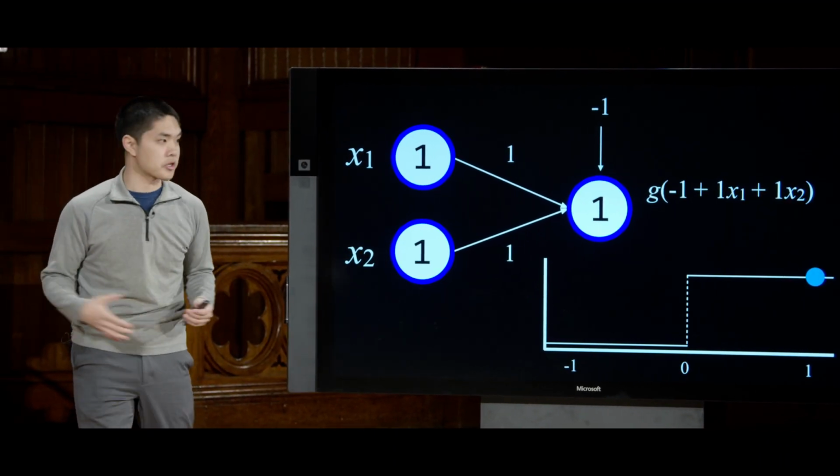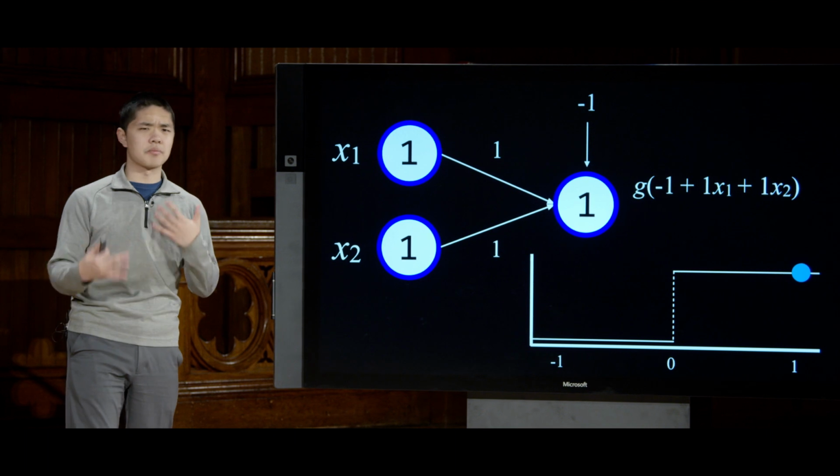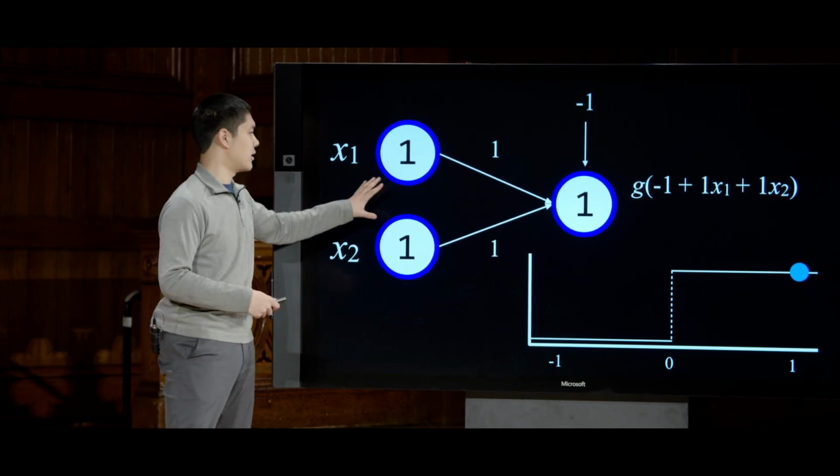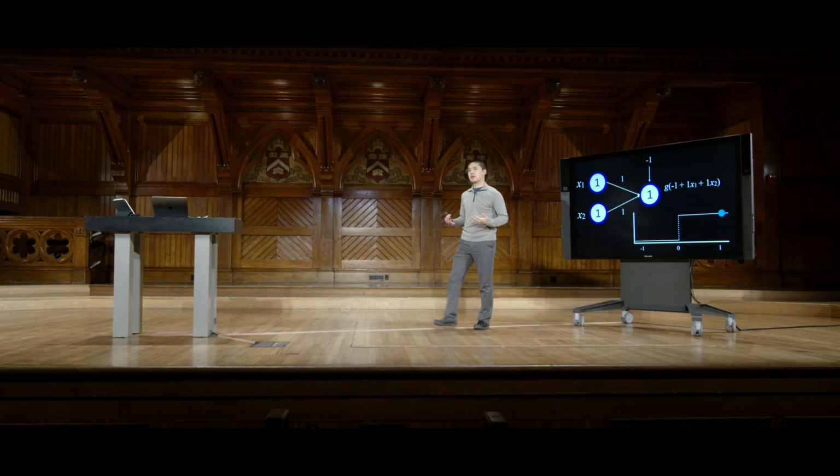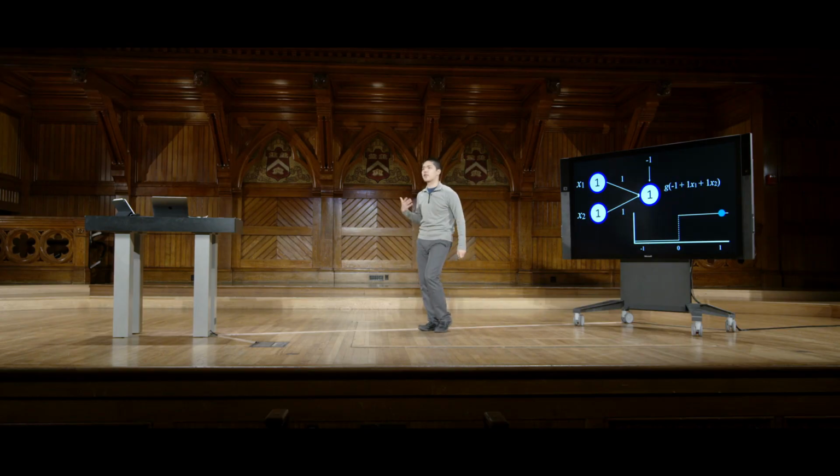A very simple function, definitely. But it still is able to model it correctly. If I give it the inputs, it will tell me what x1 or x2 happens to be. And you could imagine trying to do this for other functions as well.